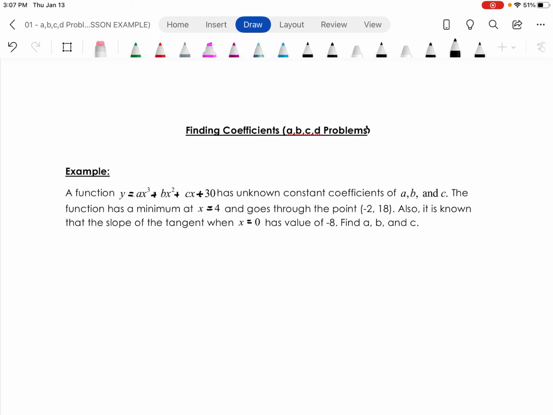And it has these unknown coefficients a, b, and c. The function has a minimum at x equals 4, goes through the point negative 2, 18. Also, it is known that the slope of the tangent when x equals 0 has value negative 8. Find a, b, and c.